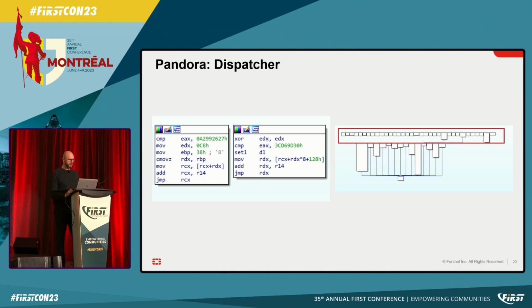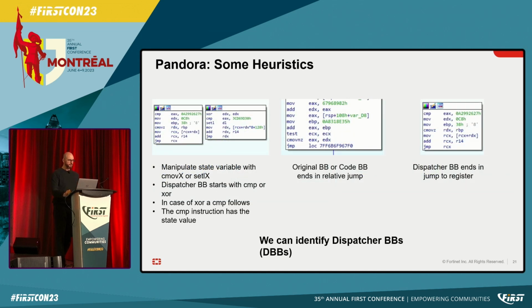And these are the two different basic blocks in Pandora that you can see as dispatcher decision blocks. So using these, we can build some heuristics. For the dispatcher blocks, we can figure out that there is some kind of conditional move or set that's going to set the register. There is either a compare or an XOR, and a compare after an XOR if that's the case. And using that, in an IDAPython script, we can create this pattern and look for basic blocks that match this pattern, and this way we can identify the dispatcher basic blocks.